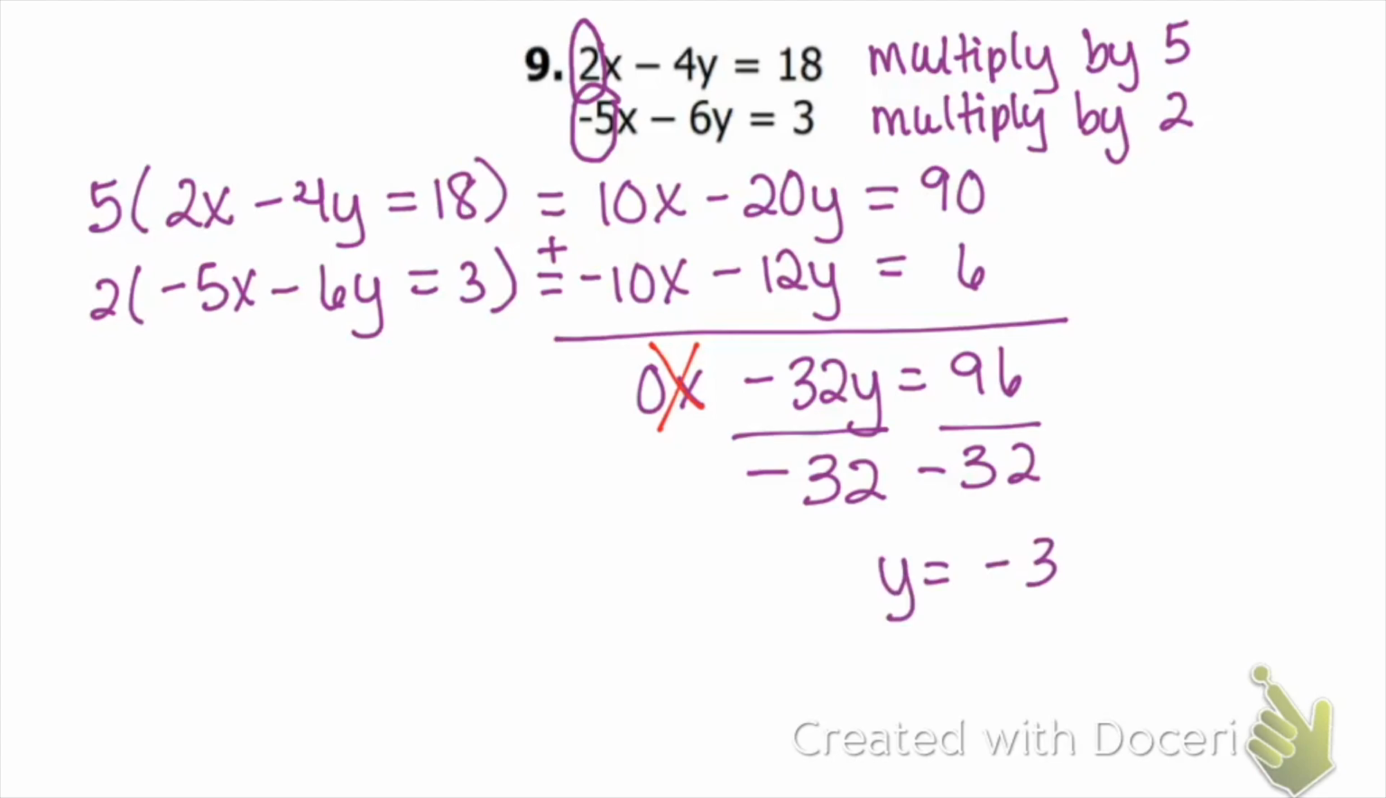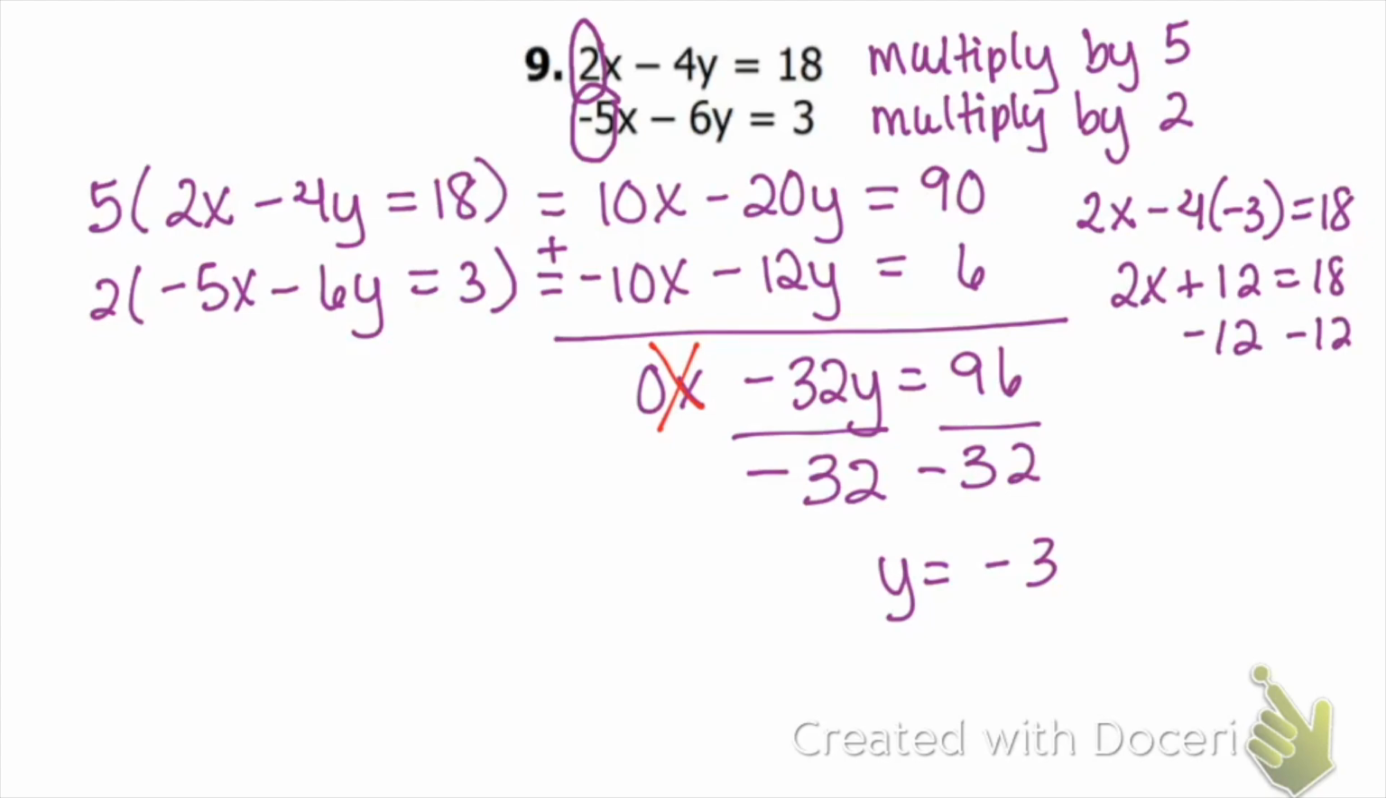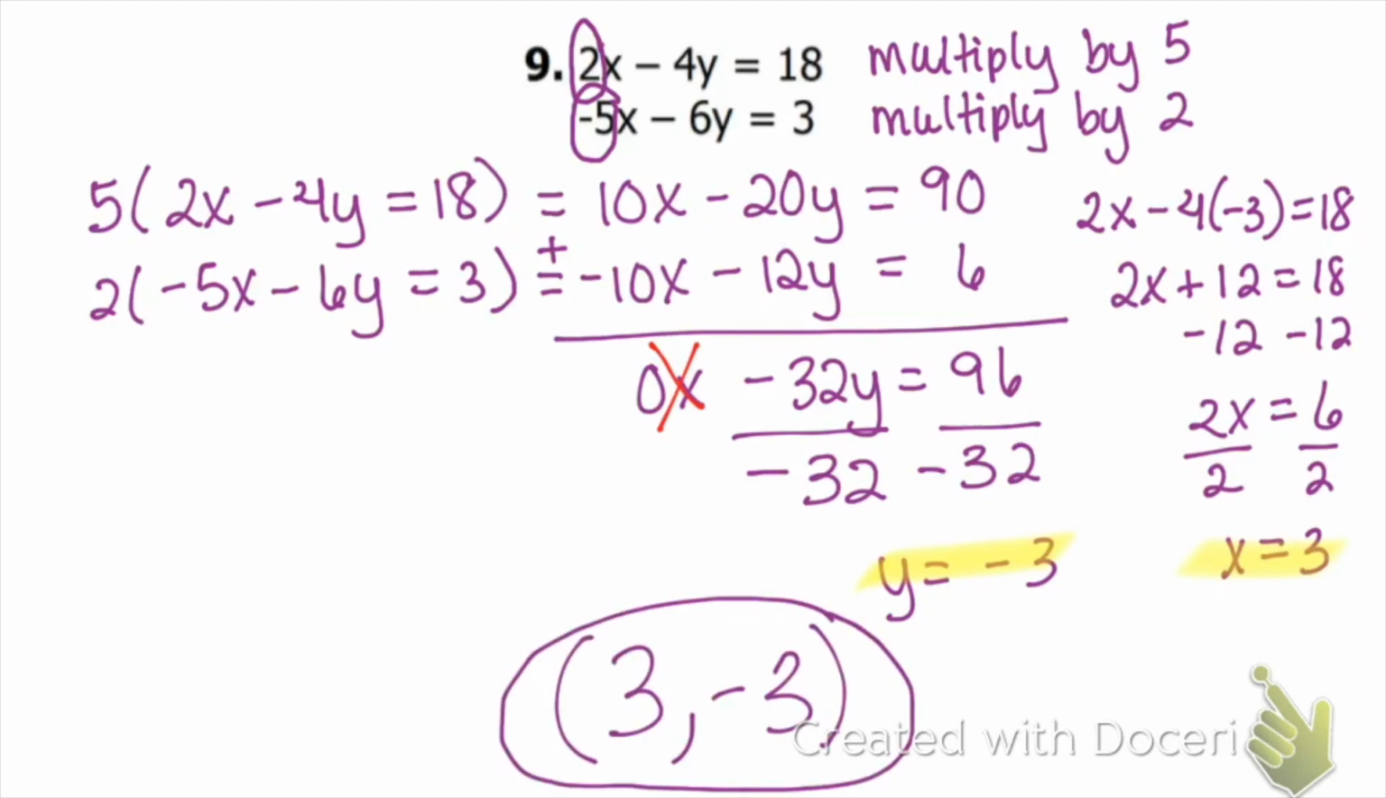Then you're going to substitute negative 3 back into either equation. I just picked the first one. So then it's 2x minus 4 times negative 3 equals 18. When you multiply negative 4 times negative 3, you get a positive 12. Subtract 12 on both sides, and you get 2x equals 6. Divide by 2, and you get x equals 3. So if x equals 3 and y equals negative 3, our ordered pair is 3 comma negative 3.